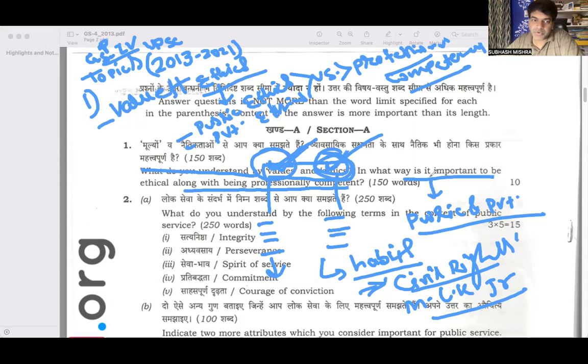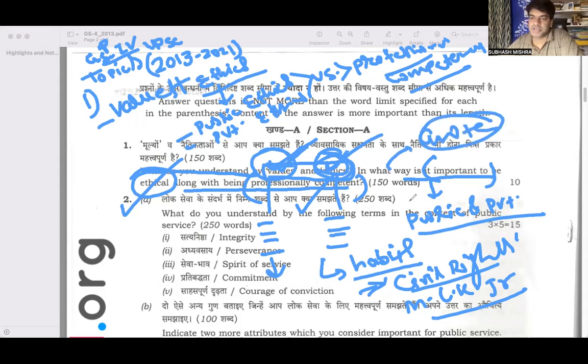In what way is it important to be ethical along with being professionally competent? Why is it necessary that you must be ethical and at the same time professionally competent? You can start with one quote: training the mind without training the heart is creating problems for the society. Examples are aplenty in our human history.